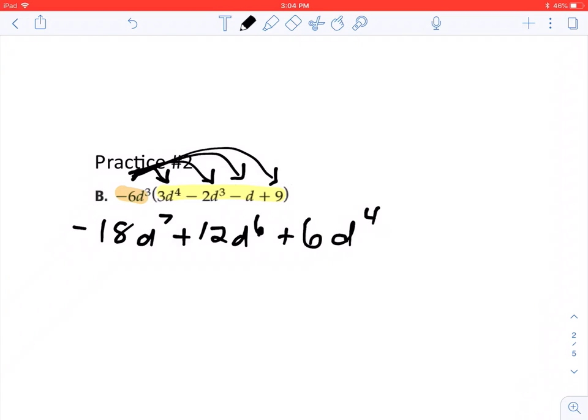And then the last one is negative 6d to the 3rd times positive 9. A negative times a positive is a negative. 6 times 9 is 54. And then it's d to the 3rd. That's just kind of along for the ride because the 9 doesn't have a variable it should combine with. And there you go. Double check there's nothing to combine any like terms, which there isn't, so we're done.